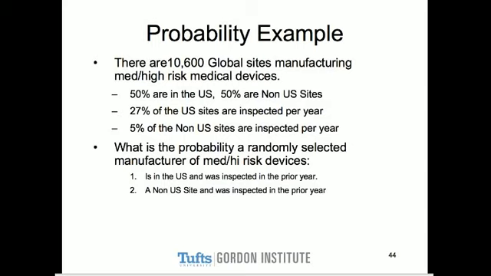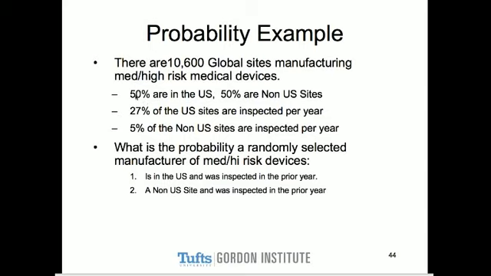Hello again. We're going to go over another probability example using a probability or decision tree. And this one, again, is from class this past week. The data that we talked about is data from the FDA, and there are 10,600 global manufacturing sites which manufacture medium and high-risk medical devices. And these sites here are registered sites by the FDA.